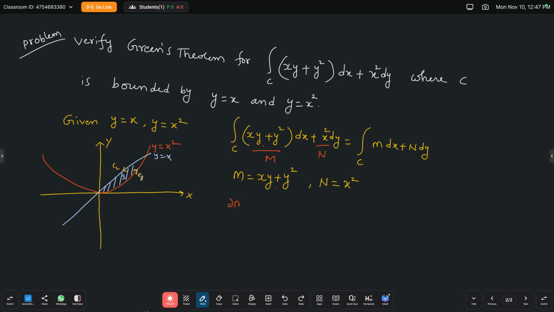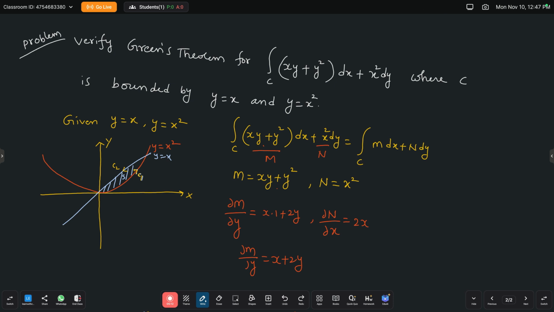Now find the corresponding derivatives also for Green's theorem. Dou m by dou y. You differentiate m only with respect to y terms. While doing y terms, any x terms are there, you treat as constants. Here x is constant, and what is the y derivative? 1. Plus what is the y square derivative? 2y. So dou m by dou y value is how much? x plus 2y. And similarly you can find dou n by dou x. Differentiate n with respect to x terms only. Here x square derivative is 2x.